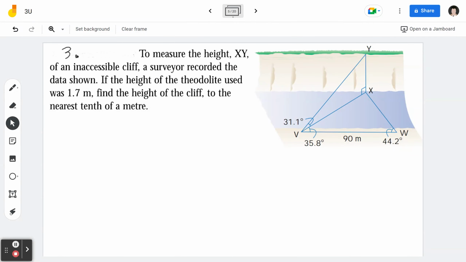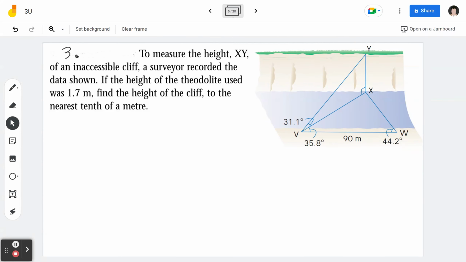Example number 3. So by inspection is a 3-dimensional diagram on the right. And of course, we can read the whole paragraph. Sometimes you can even solve this from a different perspective. So yes, we can read the entire example to measure the height XY of an inaccessible cliff, so on and so forth. But here's another approach I want to share with you.